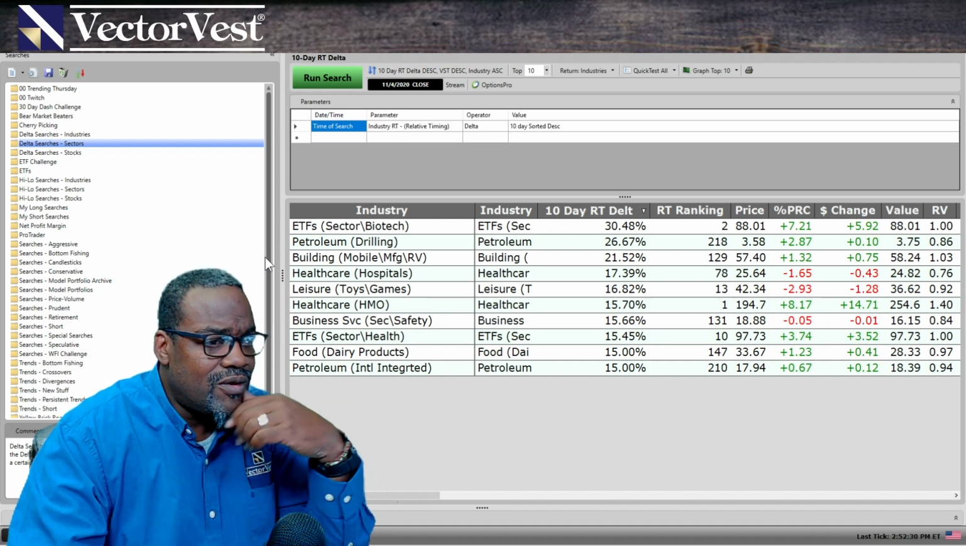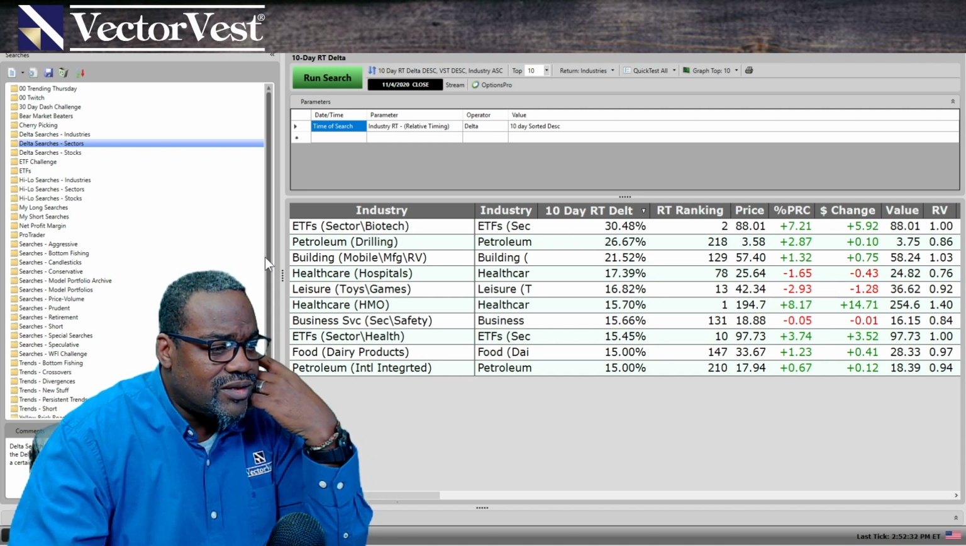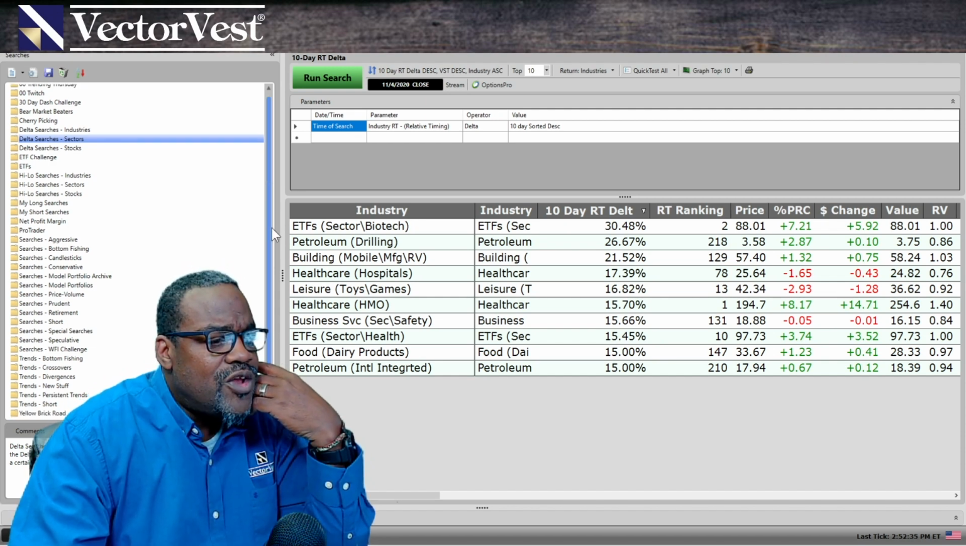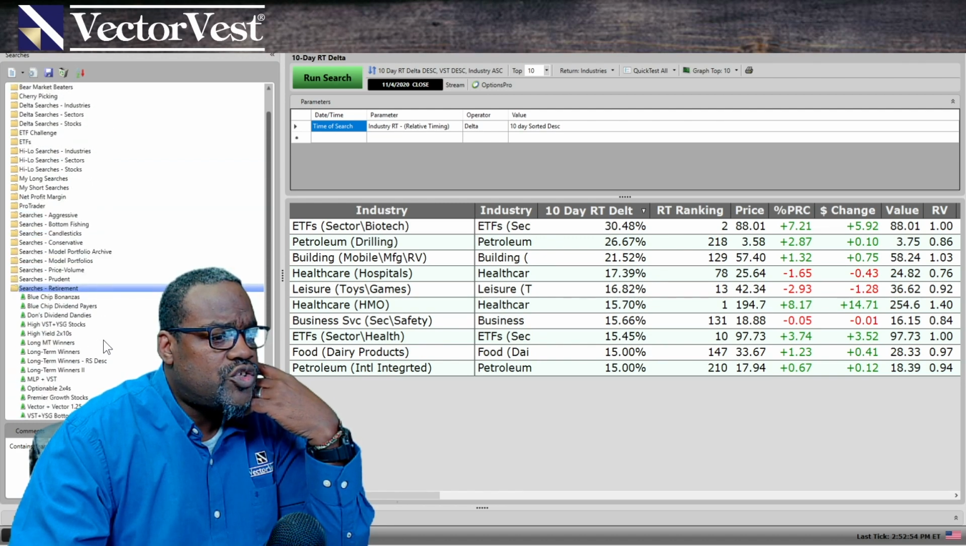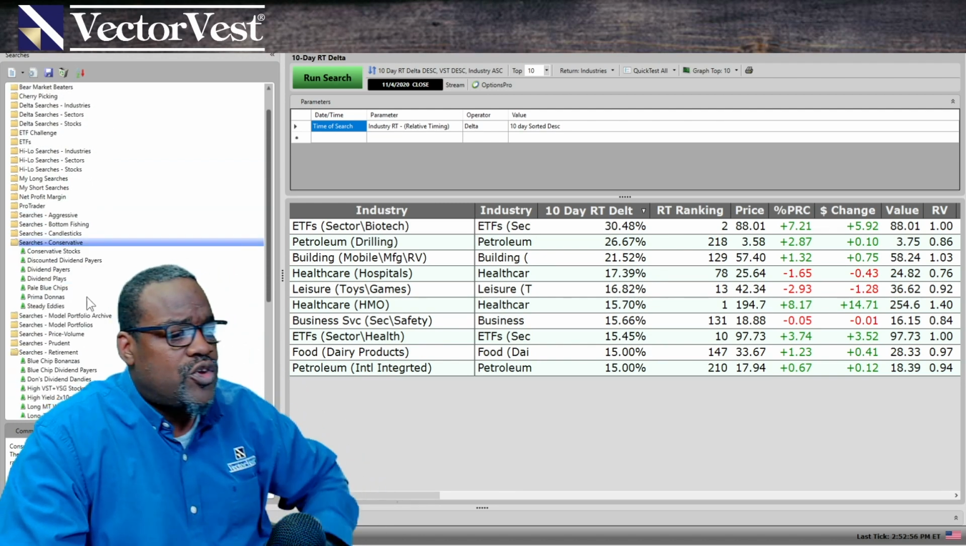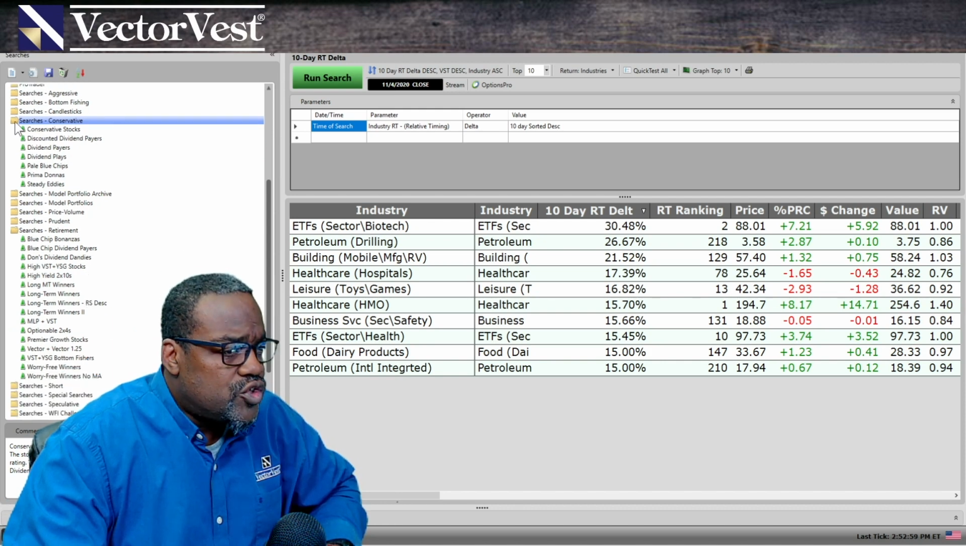You ready? On your mark, get set, go. All right, so notice that in the searches, we have stocks for searches retirement. We've got a lot of different searches specifically for those people who are looking for their longer term plays. I also have searches conservative. Two spots where you can go to find your longer term plays. Searches conservative, here's those kinds of searches, and searches retirement, here's these kinds of searches.